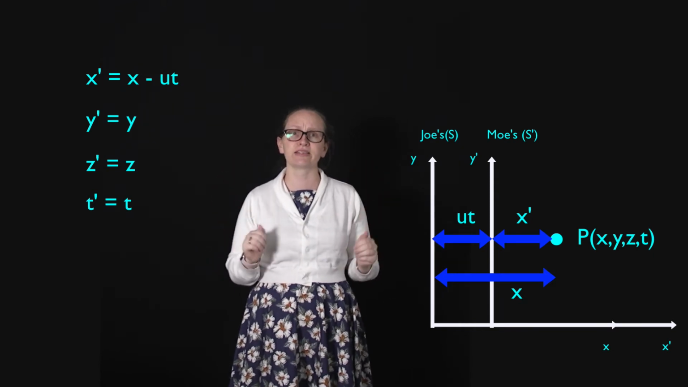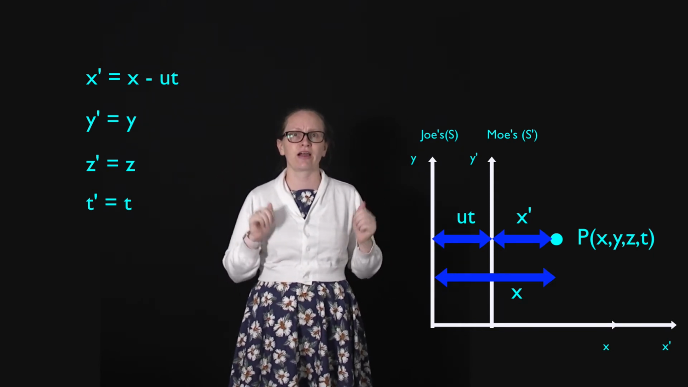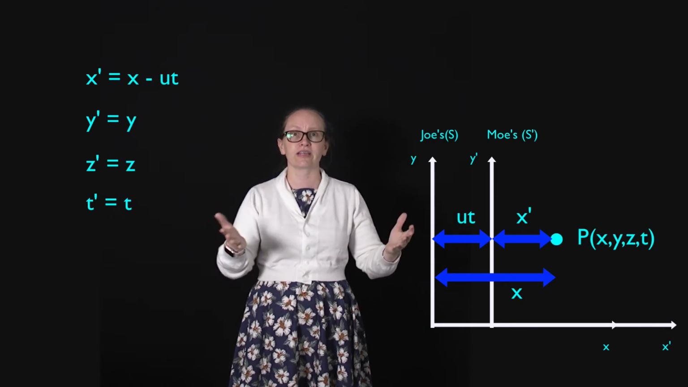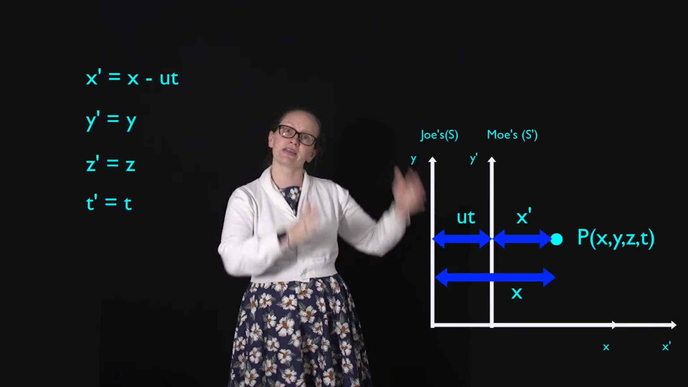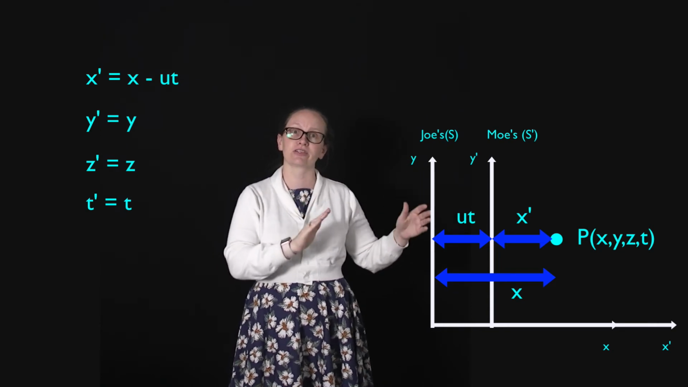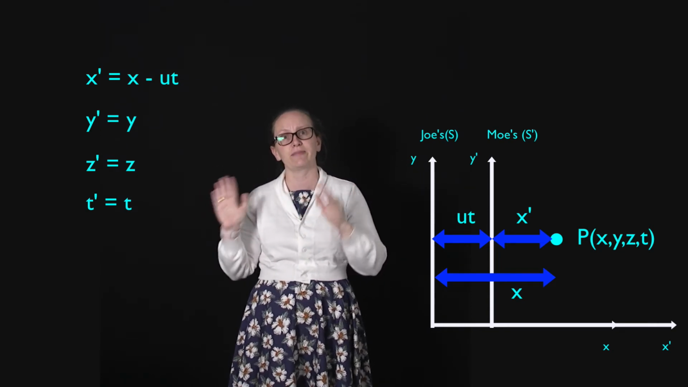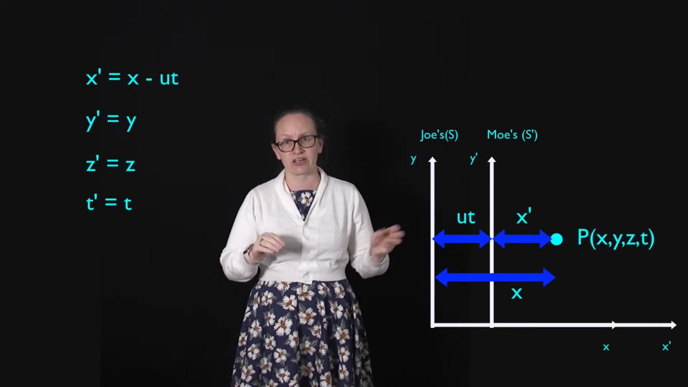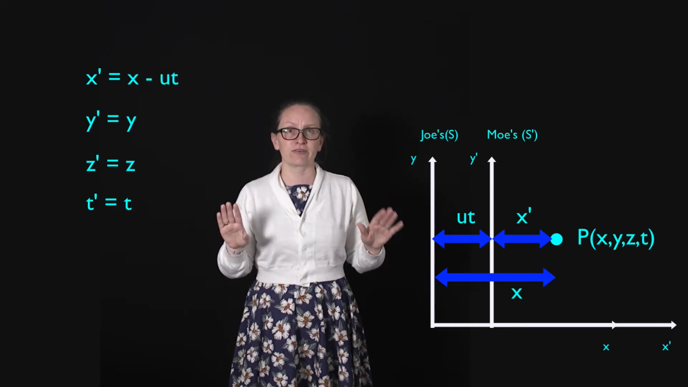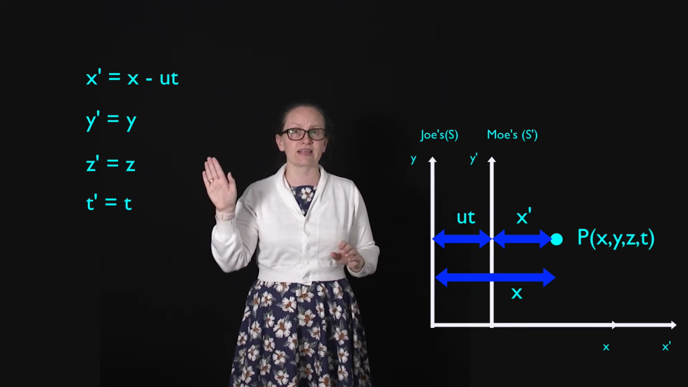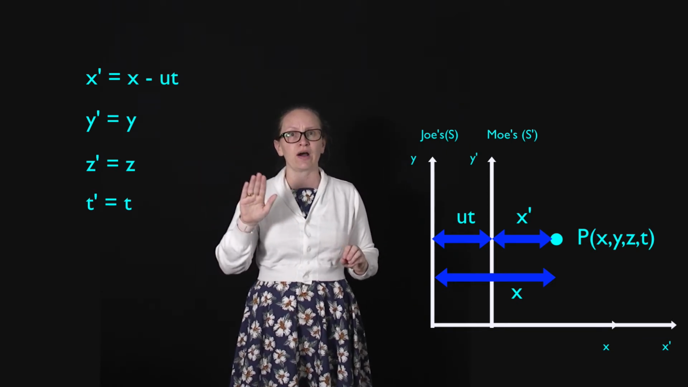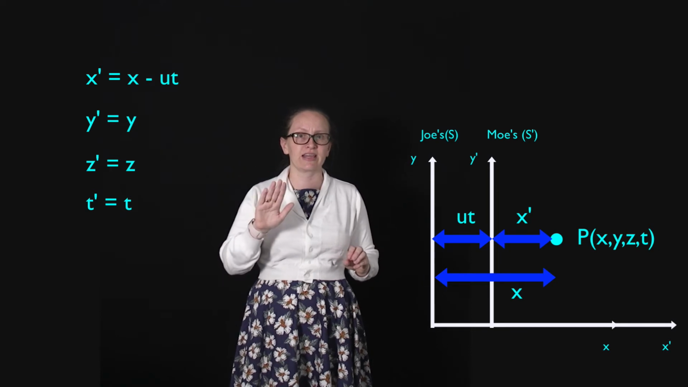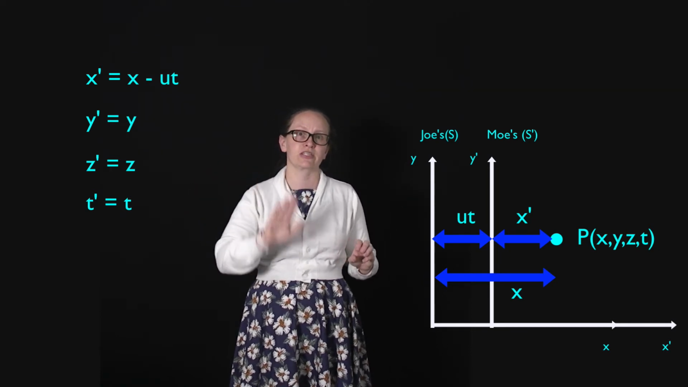So to summarize, the Galilean transforms are a way to convert a coordinate system from one frame to another frame, which is moving with a constant velocity relative to that first frame in the x direction. So the Galilean transforms are given by the equations x prime is equal to x minus ut, y prime is equal to y, z prime is equal to z, and t prime is equal to t.